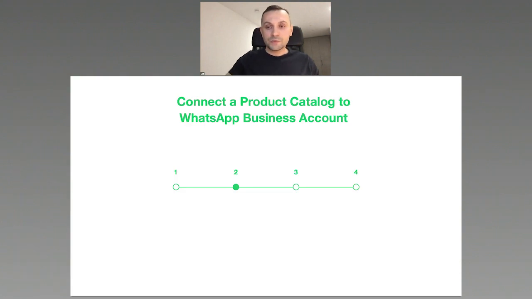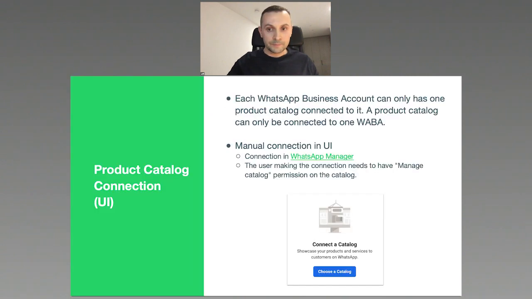Okay, step number 2, having a product catalog uploaded to Facebook. The next step would be to connect the catalog with WhatsApp business account. Again, easiest way to create that connection is to go to WhatsApp Manager and do manual connection in UI. A user who makes the connection must have manage catalog permission on this catalog. And that permission can be granted in Business Manager.